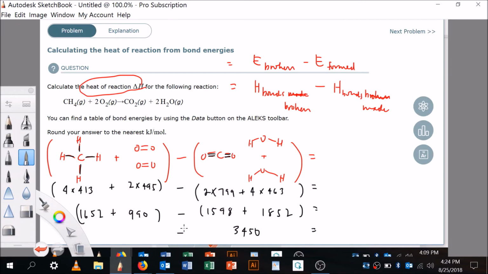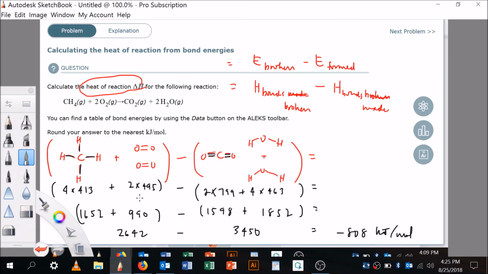Okay? And 1652 plus 990 is equal to 2642. So 2642 minus 3450 is equal to minus 808. 808 kilojoules per mole. Okay, so we set everything up nicely, but the last thing I'm going to do is go through and check everything.